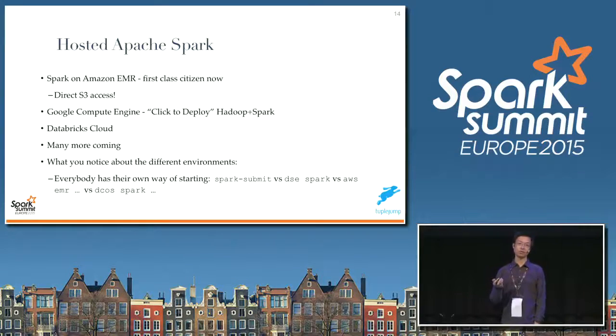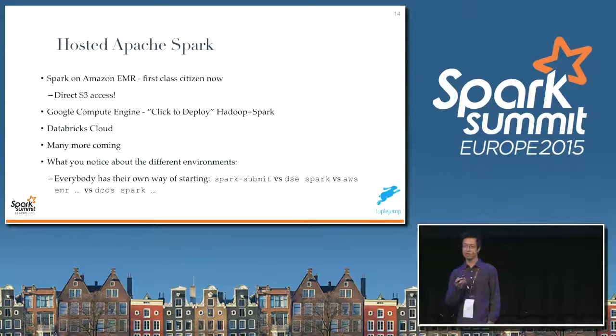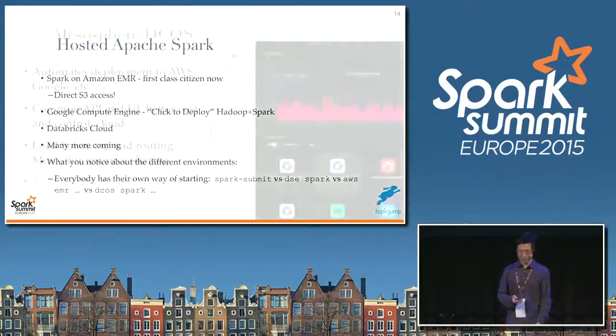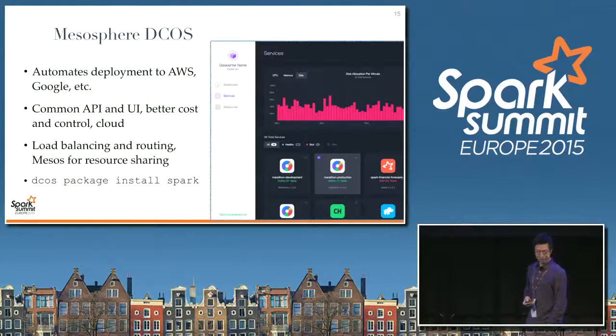There's a lot of hosted options that are coming on board. You guys probably know about Spark on Amazon EMR, where Spark is now a first-class client, and it runs integrated with their Yarn implementation. Google Compute Engine has a Spark offering. Azure just, I think, came out with a Spark solution, which is Yarn-based also. And there's Databricks Cloud, and a lot more things are coming. This slide will continue to be updated because I think more and more people will be offering stuff. Right. So a little bit about Mesosphere DCOS.